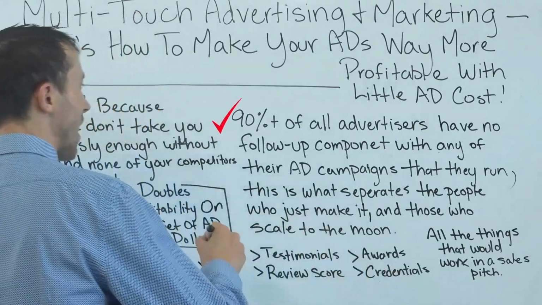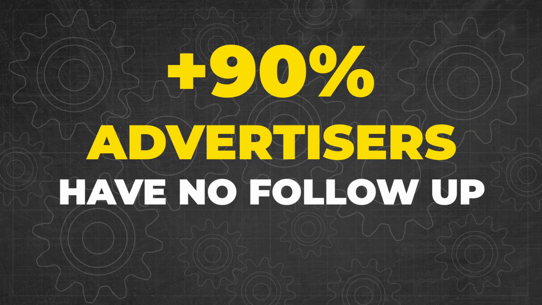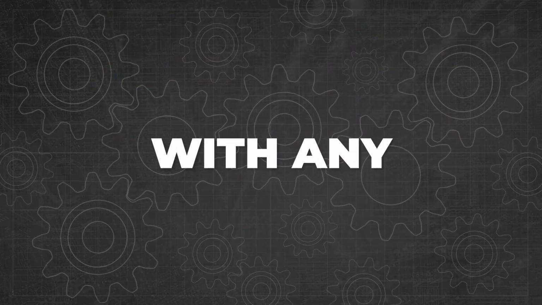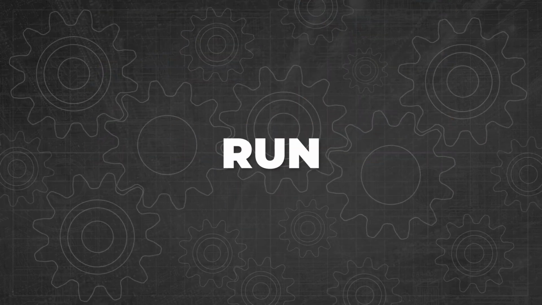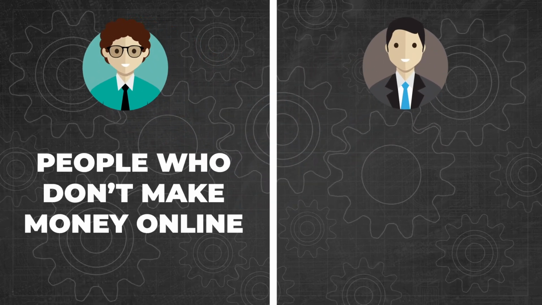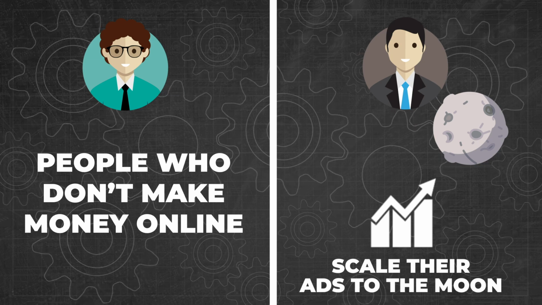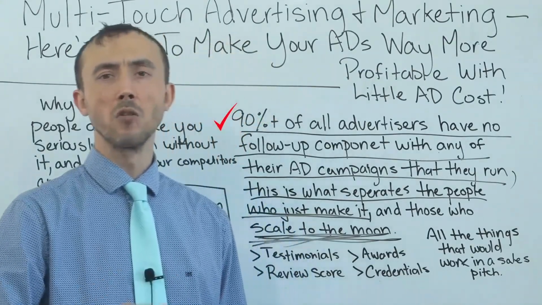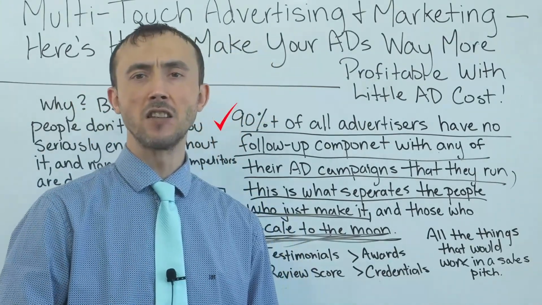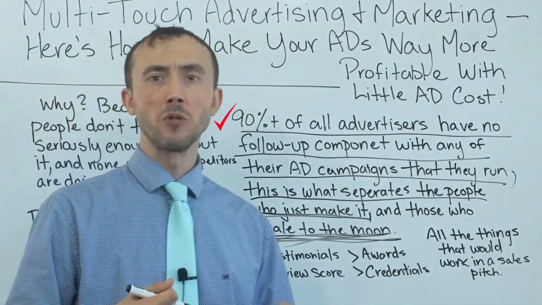So with that said, going into the content here, 90% of all advertisers have no follow-up component with any of their ad campaigns that they run, which is what can separate the people who basically don't make money online, and those who will scale their ads to the moon just on this one factor alone, because it's going to double the productivity of your ad spend. And when I say 90% of people don't do this, I legitimately mean 90% of people don't do this.